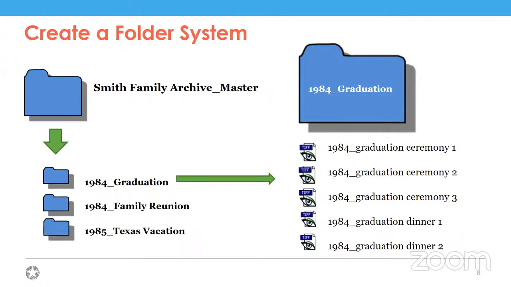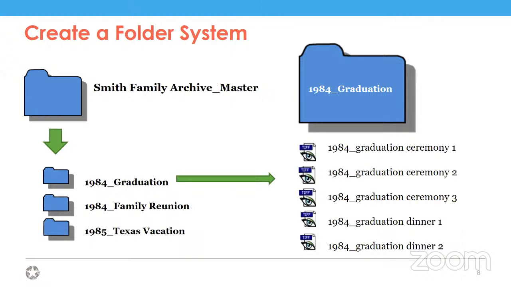So yeah, if we're looking at our example here, we do have the Smith Family Archive Master, but that's going to be our high resolution master file, and then we have all of our subfolders. So for example, if we are looking in the 1984 graduation subfolder, we can see that we have 3 images of the graduation ceremony and then 2 of the graduation dinner.